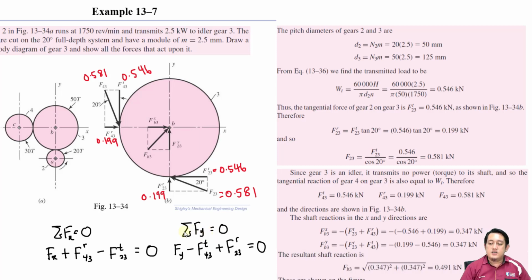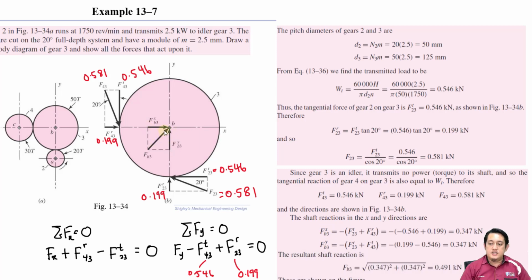Because we already know this value, Ft for 3 is 0.546, and this one here is 0.199. So when we insert these values and calculate the value of Fy, we get 0.347 kilonewton. So this is the reaction force in the x and also y direction.